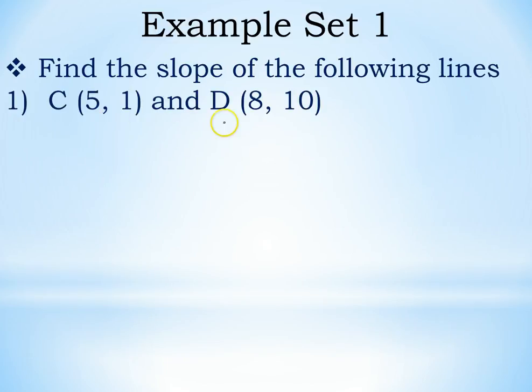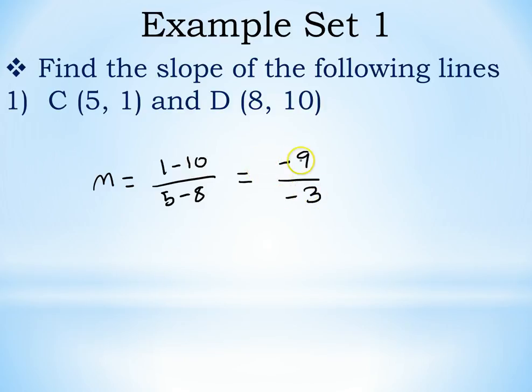So I have this point, 5, 1, and 10, 8. So my slope will be 1 minus 10 over 5 minus 8. 1 minus 10 is a negative 9. 5 minus 8 is a negative 3. Negative 9 divided by negative 3 is a positive 3. So that's the slope of my line. It's really as straightforward as that.